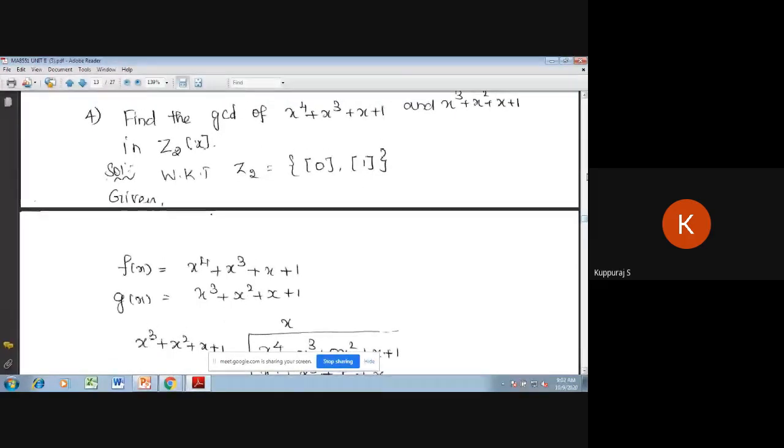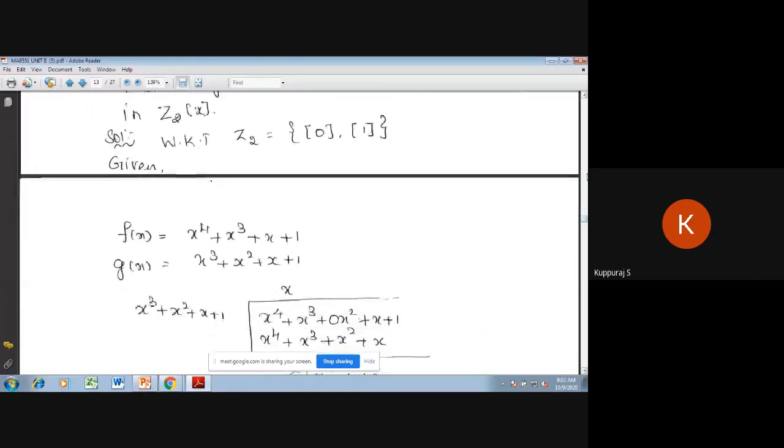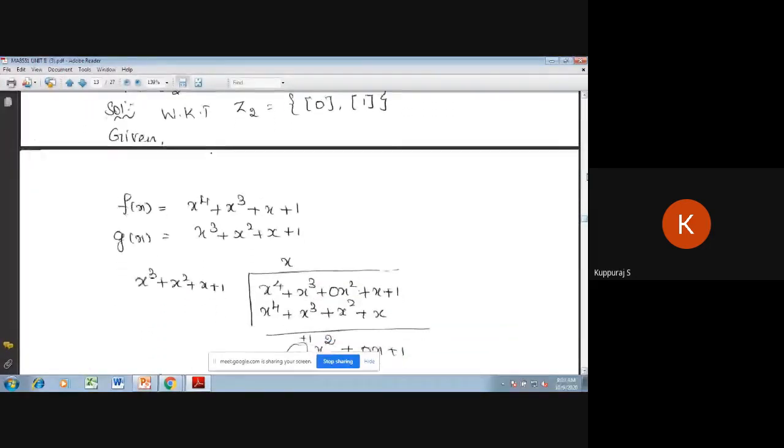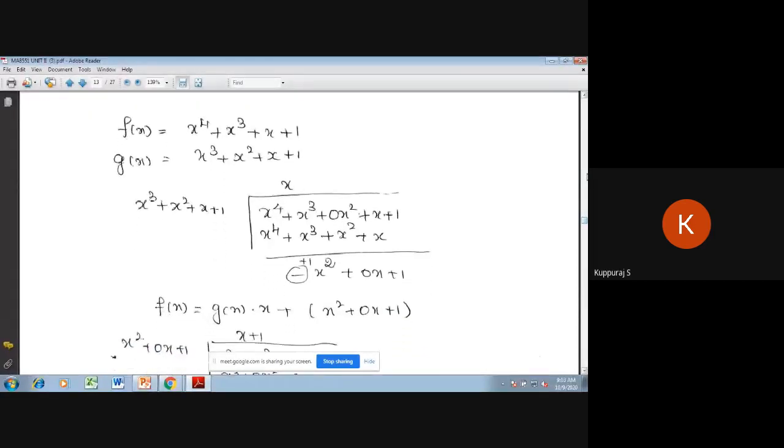Next problem, find the GCD of the given two polynomials. The two polynomials are defined over Z2 of x. So we know Z2 contains two classes, 0 and 1. The first polynomial has degree 4 and the second polynomial has degree 3. Therefore, the first polynomial becomes the dividend and the second polynomial becomes the divisor. So when dividing, we get the quotient as x and the remainder as x square plus 1.